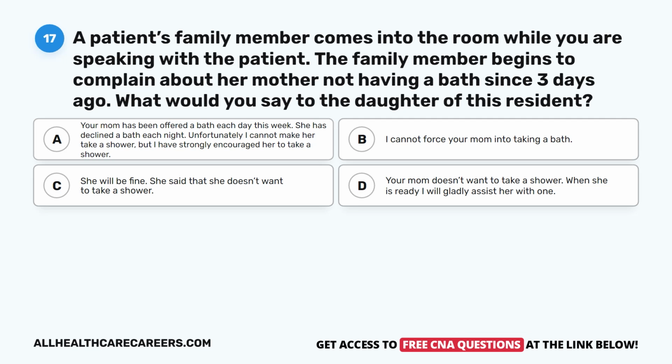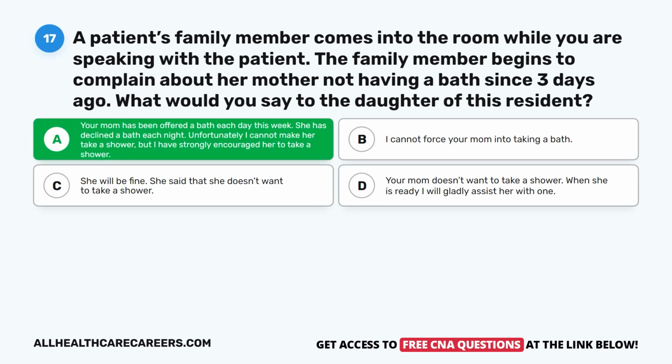B. I cannot force your mom into taking a bath. C. She will be fine. She said that she doesn't want to take a shower. D. Your mom doesn't want to take a shower. When she is ready, I will gladly assist her with one.